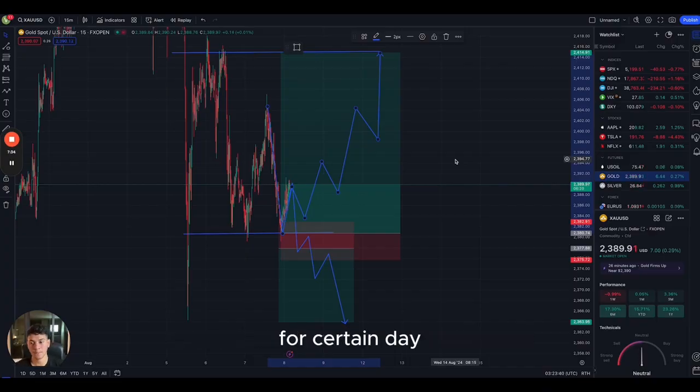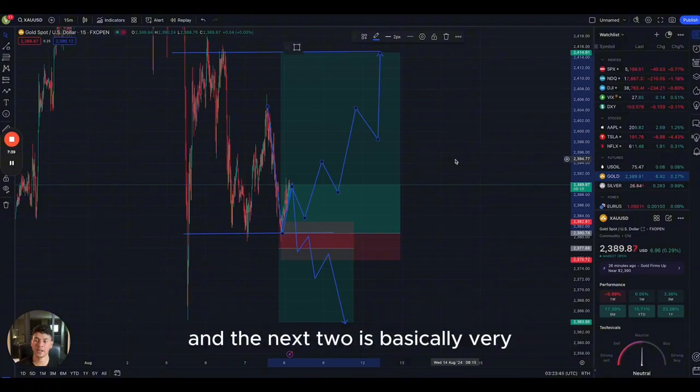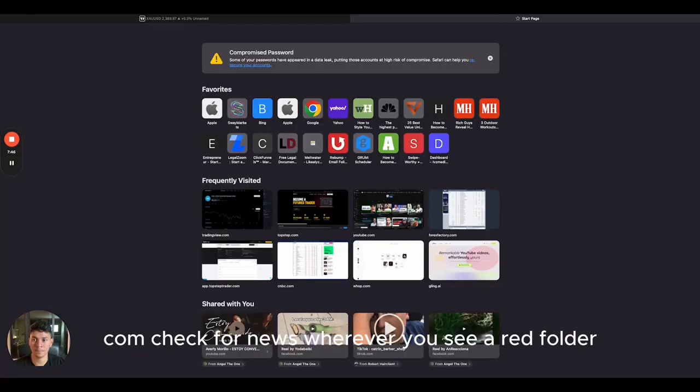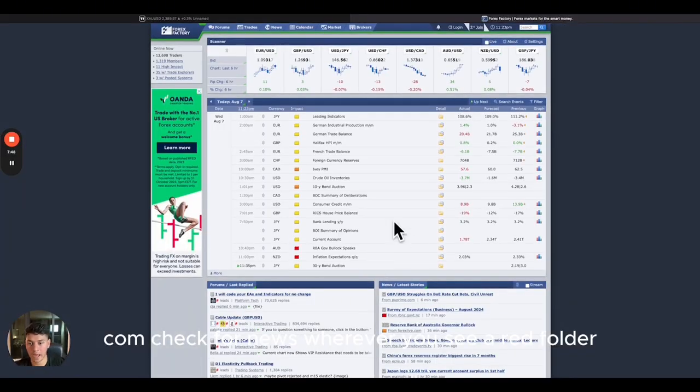This is one of the confirmations that I'm going to explain to you guys more, and the next two are very basic. All you have to do is go to forexfactory.com and check for news. Wherever you see a red folder, you have to look into it and see what it could potentially do to the market. Is it going to affect you a lot, or does it have nothing to do with your pair, currency or stock that you're trading?